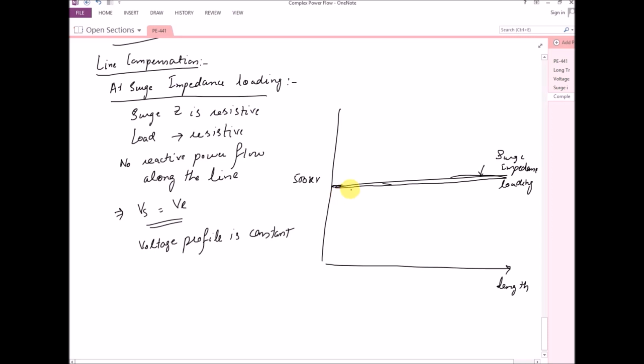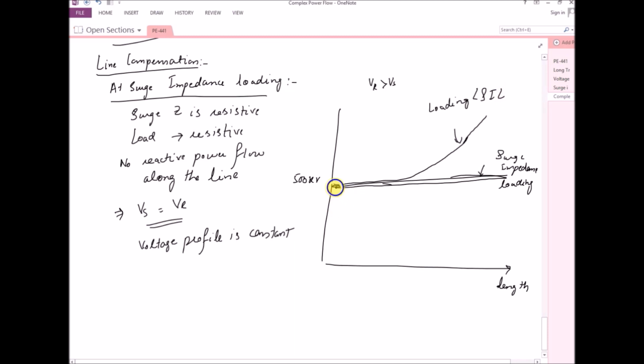So if the loading is less than surge impedance loading, what will happen? The voltage will be greater than the sending end voltage, which we explained in the Ferranti effect. When the receiving end current is 0 or a very small value, we will have a VR which is greater than Vs. So this is the graph for loading less than surge impedance loading.